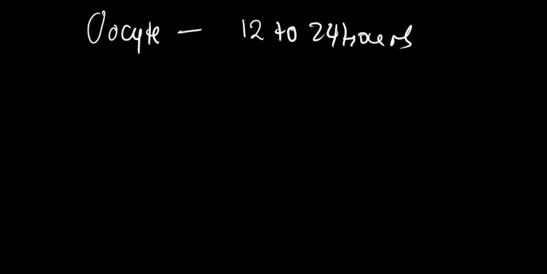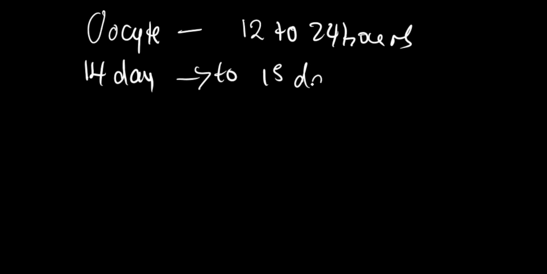So if fertilization doesn't take place within this period of time, the ovum degenerates. Ovulation takes place day 14. The oocyte is viable for 12 to 24 hours, so we'd make use of 24 hours. So the oocyte is viable to day 15.